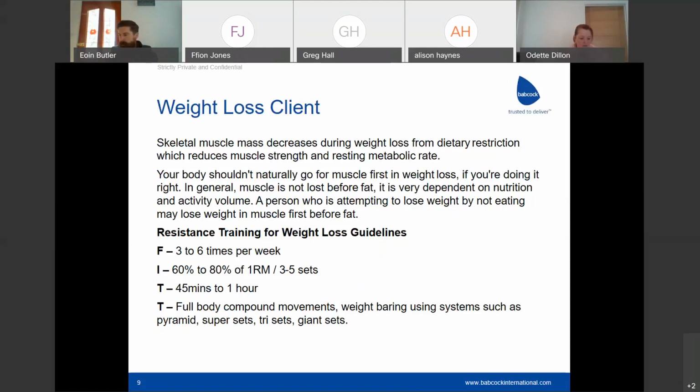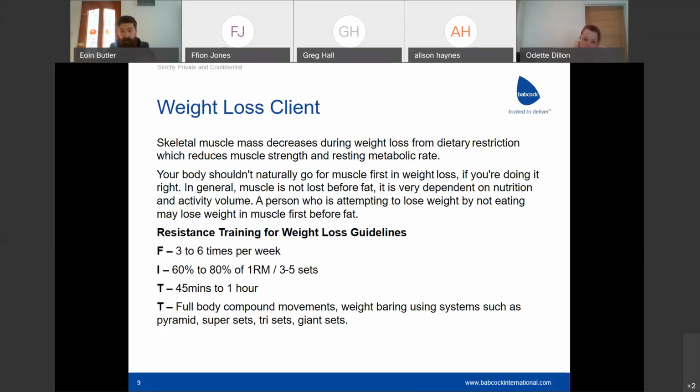Weight bearing, what does weight bearing mean? Using weight as the resistance. Yeah, so a squat would be a weight bearing exercise. Perfect example. So you do the exercise holding your whole body weight. If I were to do a bicep curl, me at the moment doing a bicep curl is non-weight bearing because I'm sat down. So I'm not holding my whole body weight. If I do a standing bicep curl, it's weight bearing because I'm holding my whole body weight.